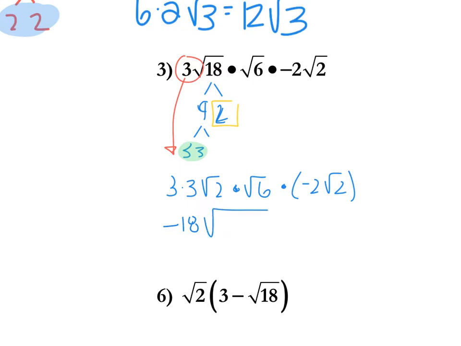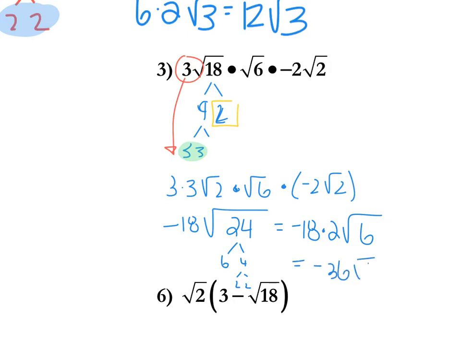And then the square root of, multiply everything on the inside. So 2 times 6 times 2. And that's going to be 24. Okay. And then we have to look to see if we can simplify any further, which we can because this is 6 and 4, 2 and 2. So I can make a group of 2's. Yes, I know I can split the 6, but it's not going to make a group, so I don't need to worry about that. So negative 18 times 2 times the square root of 6. So my final answer is negative 36 root 6.